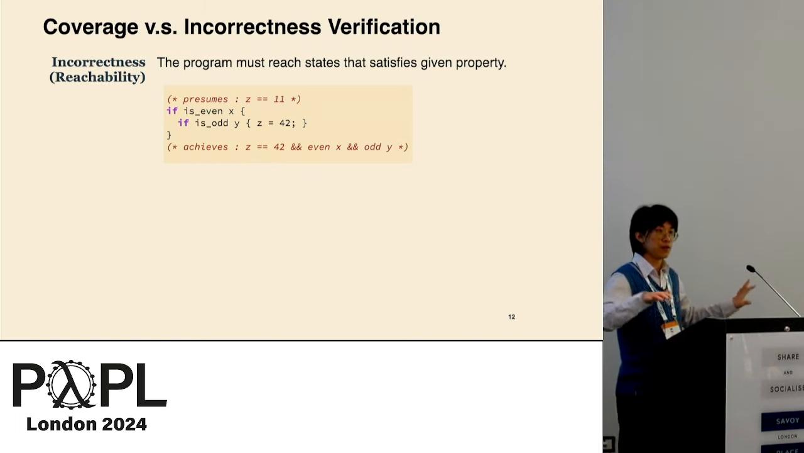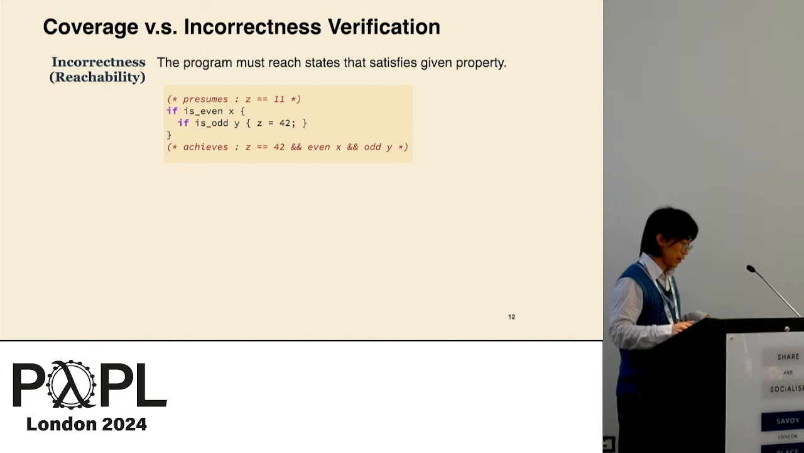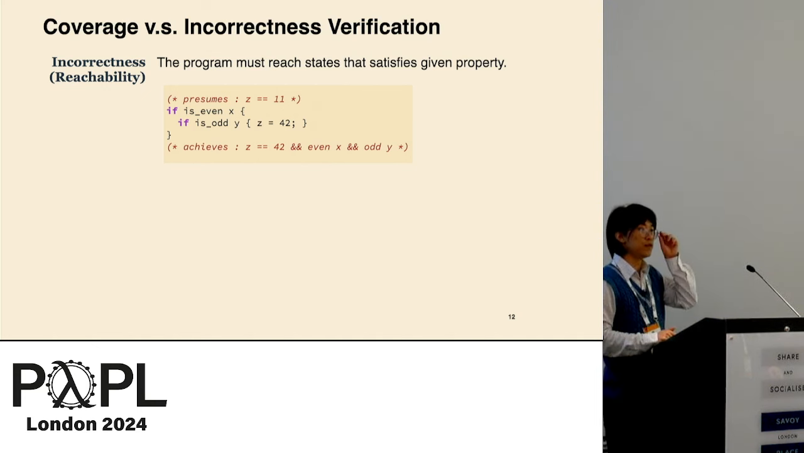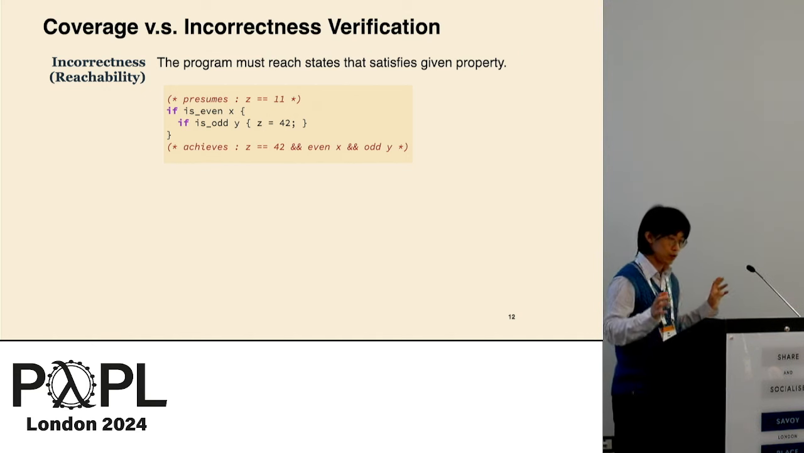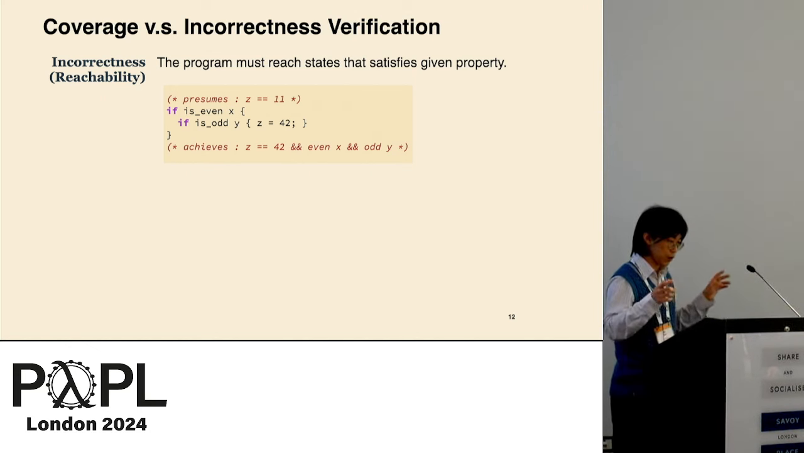After introducing the coverage type, we compare coverage and incorrectness verification. When we do incorrectness verification, trying to prove a program is indeed buggy, we are actually trying to prove reachability. So we say the program must reach some state satisfying the given property. Here's an example from the original Incorrectness Logic paper. We assume x is equal to 11, and we execute this program, and we want to say there's a program state z equal to 42 that is reachable.